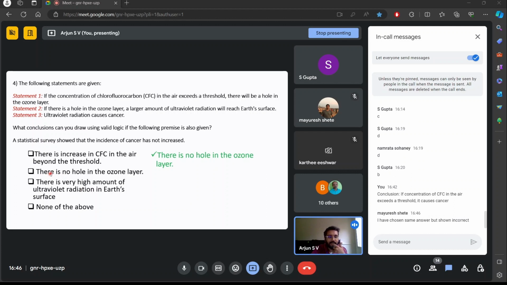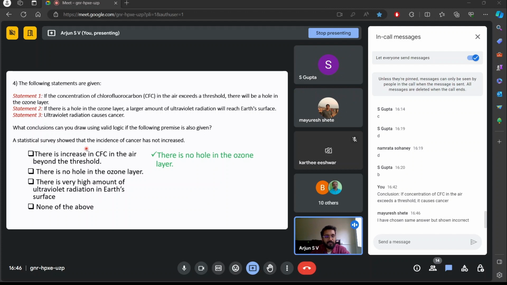Mayuresh Shete is saying, I have chosen the same answer but it's shown incorrect. Yeah, the assignment is showing that answer. There is no hole in the ozone layer. That's the correct answer as per the assessment. But I have chosen option D, none of the above. Actually, B is the correct answer, because as per the NPTEL site, they have shown option B as the correct answer.